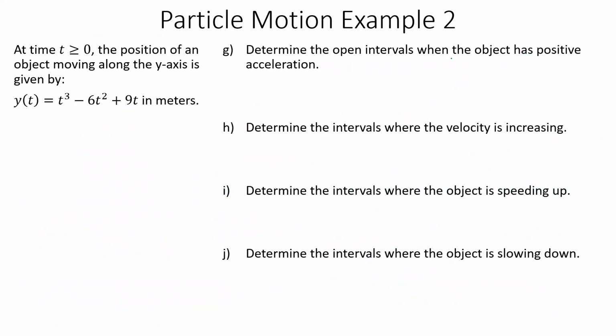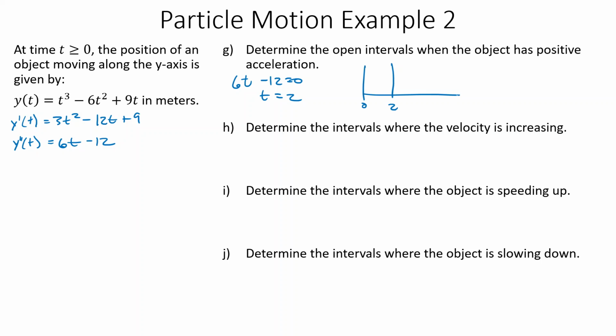Determine the open intervals where the object has positive acceleration. So let's see, the first derivative we said was 3t squared minus 12t plus 9, not 6t. The second derivative we said was 6t minus 12. So positive acceleration is when that's greater than 0. So we would say 6t minus 12 equals 0, t equals 2.